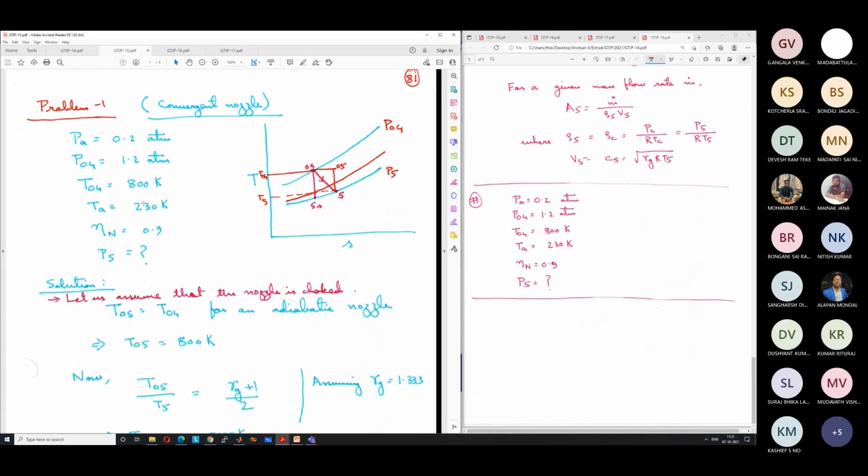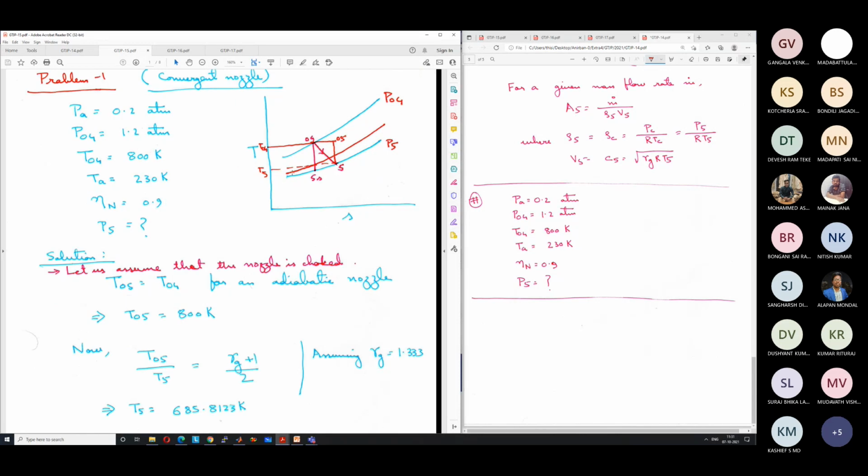Remember, all data may not be required for solving a problem. So in an exam, sometimes students think that if some data is not being used, something is wrong with the problem. That is not true. Some of the data is required for designing, some of the data may not be required. Excess data may be there. Efficiency of the nozzle is given as 0.9. So what is the value of P5?